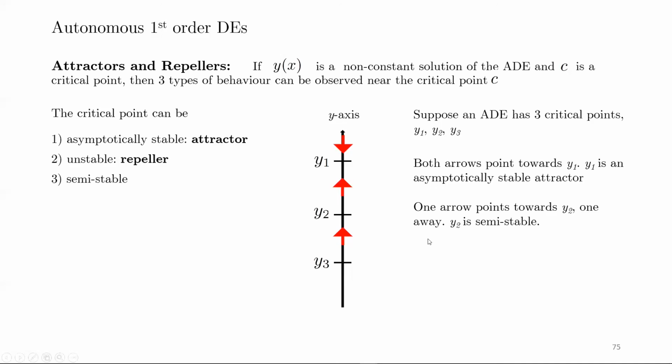And so it probably doesn't take much imagination to understand what a repeller is. A repeller is when both arrows point away from the critical point. So for example, y3 here, if we're slightly above the value y equals y3, then we move away from y3. If we're slightly below the value y equals y3, then we move away from y3. So both arrows point away. We call this an unstable repeller.